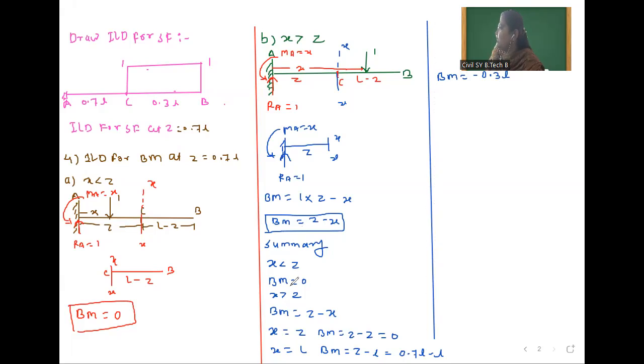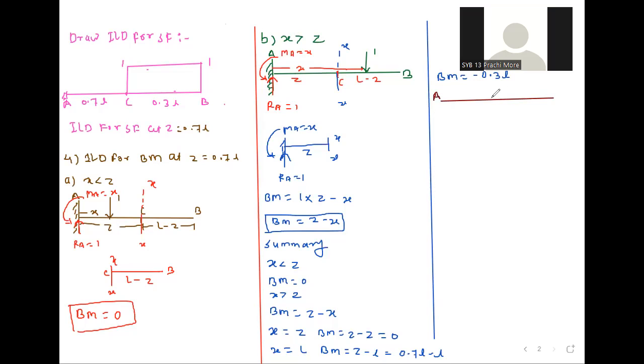For X less than Z, bending moment is 0. And for X greater than Z, bending moment is minus 0.3 L. That means our diagram is below baseline or above baseline? Below baseline. So suppose this is baseline. After that, we will locate points here. Suppose this is A point, and this is our C point. This distance is Z and this distance is L minus Z. We will write distances above baseline, so here 0.7 L and this distance is 0.3 L.